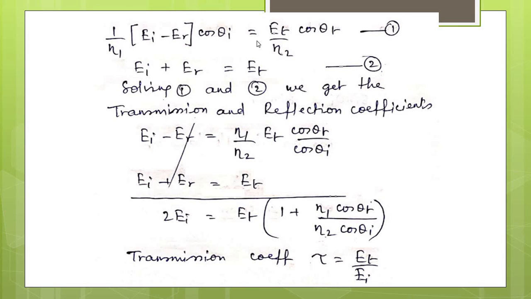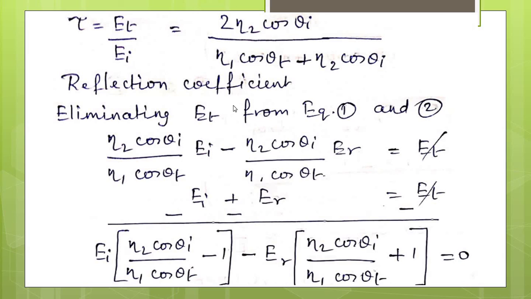Now if you solve both of these two equations, eliminating Er, we get the equation for the transmission coefficient tau, which is equal to Et by Ei. Therefore the transmission coefficient is equal to Et by Ei is equal to 2 eta 2 cos theta I by eta 1 cos theta T plus eta 2 cos theta I.